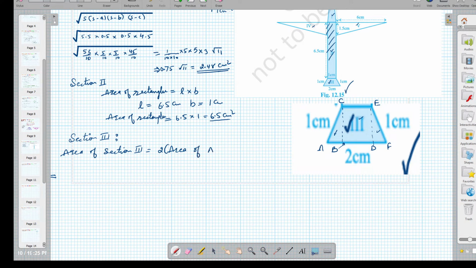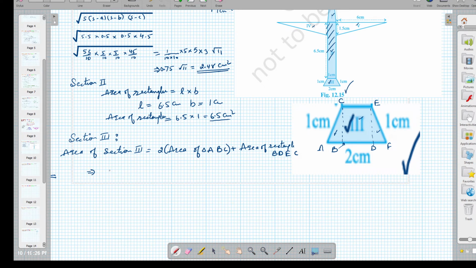Area of triangle ABC plus the area of rectangle BDEC. So that's how we can write. So the area of the triangle we have to find out.